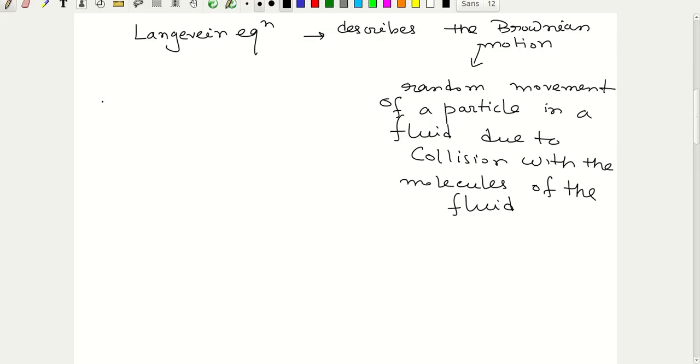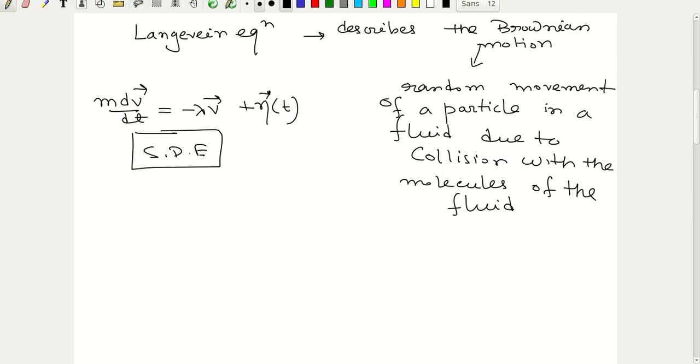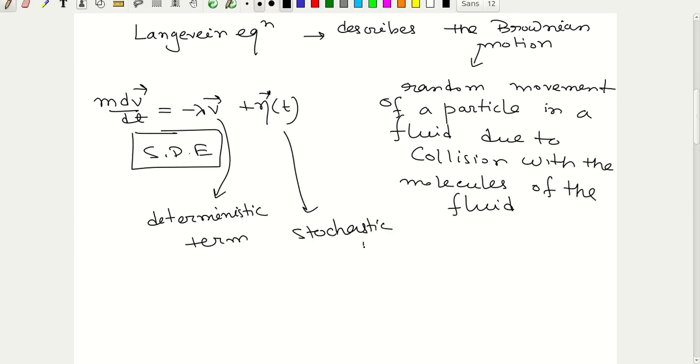If you write the Langevin equation, it will look something like this: m dv/dt equals minus lambda times v plus eta of t. You can see this is an example of a stochastic differential equation. Here you can easily recognize that this term is the deterministic term, and this term is the stochastic term, right? So this is an example of a stochastic differential equation.